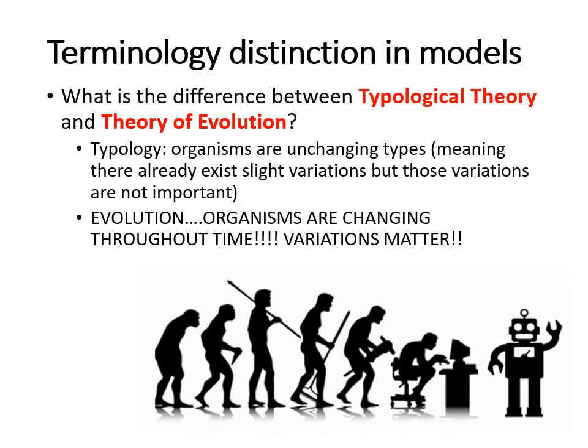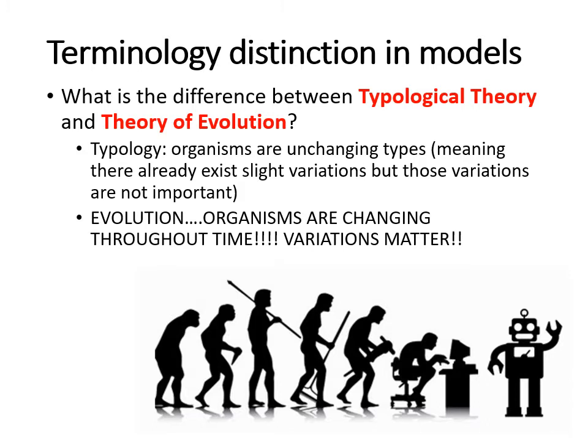Now, in those descriptions of the main models to explain the diversity of life that you see throughout time, there are two terms that I kept using, and I want you to know the difference between these terms. I want you to know what typological thinking is versus evolutionary thinking. Or we can phrase it as typological theory versus the theory of evolution. So again, please remember that typology is a way of thinking where organisms are unchanging types. They are believed to have been already perfect entities. They're perfect just the way they are. That's how they were made, and they are not changing throughout time. And any variations you see are not significant in that way of thinking.